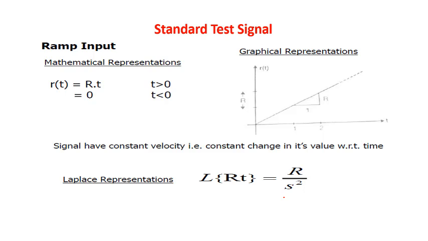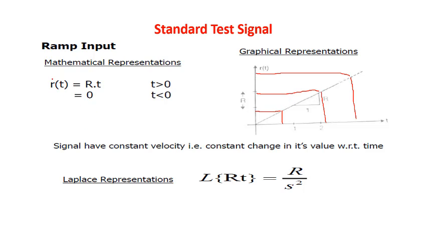Next, we are having the ramp input, which means it is going to have a constant velocity. With the change in time, there is a change in magnitude, that is, the magnitude is also changing. Here at t equal to 2 we will have another magnitude, and at t equal to 3 we will have another response. But when we measure the slope, the slope is going to be constant, and this change is constant.